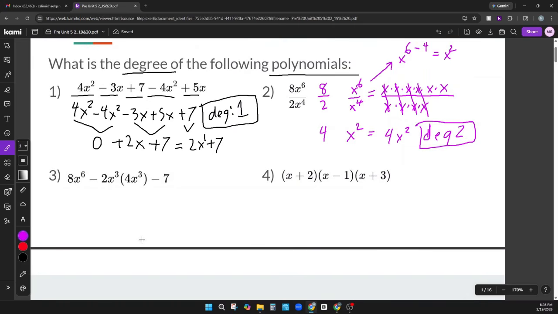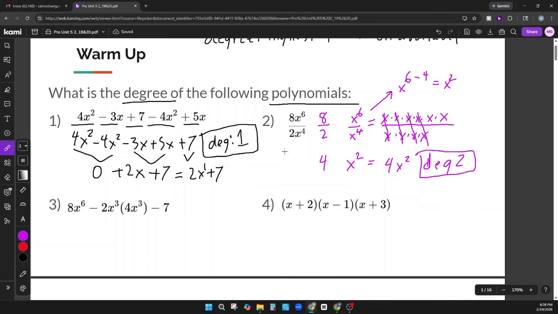Looking at number 3, this is sort of a combination between 1 and 2, or at least we're doing very similar things. Let's go ahead and see if we can do this in green. The first thing I'm going to see that I could simplify is our middle component here. I have 2x to the third times 4x to the third. Again, we have both a number component and a power component, or a variable component. Negative 2 times 4 is going to give me negative 8, so I'm going to get that out of the way.